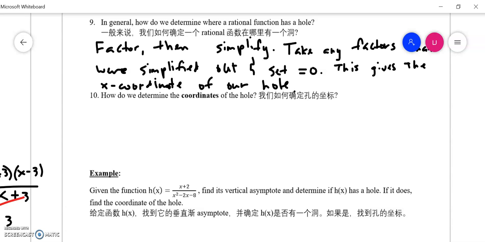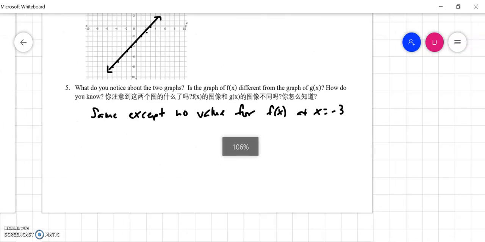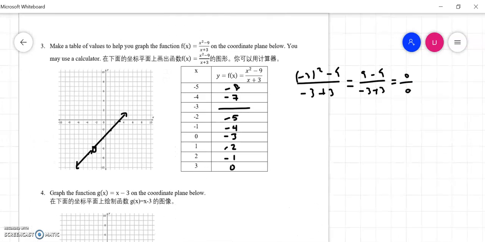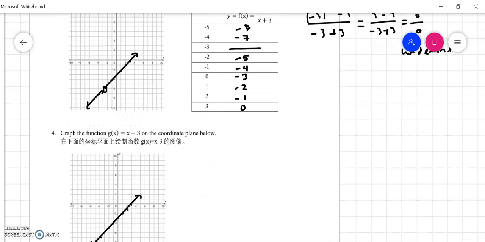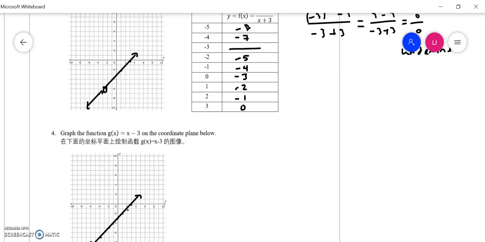If we try to sub it in, remember up here, we tried subbing in an x value and we got 0 over 0, which is undefined. So that doesn't give us a y coordinate. So let's see. These two graphs were really similar. In fact, the only thing that was different was the hole.